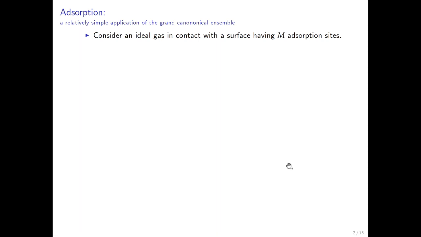So let's talk about the problem of adsorption. It's a relatively simple application of the grand canonical ensemble. Let's suppose we have an ideal gas in contact with some surface, and this surface has M adsorption sites. A real example of this might be the surface of graphite and adsorption of atoms onto graphite. So we have M adsorption sites, and it's a fixed number of sites. Now this is not the number of molecules, this is the number of adsorption sites on the surface.